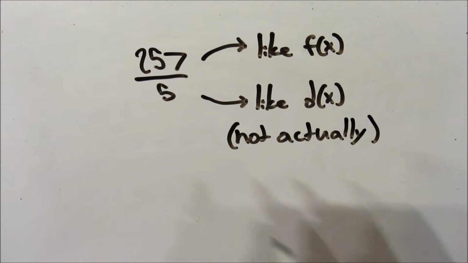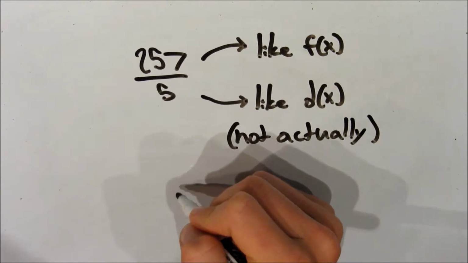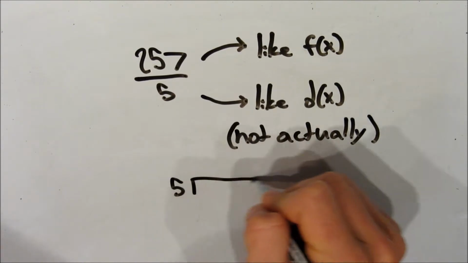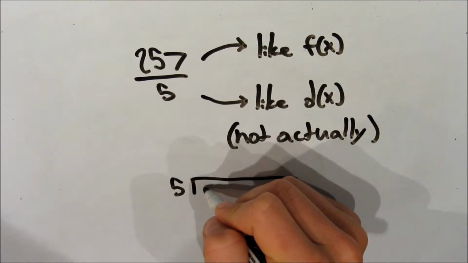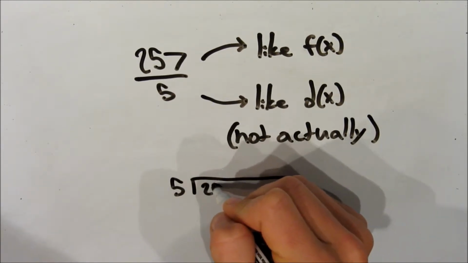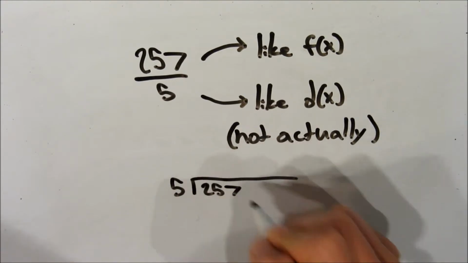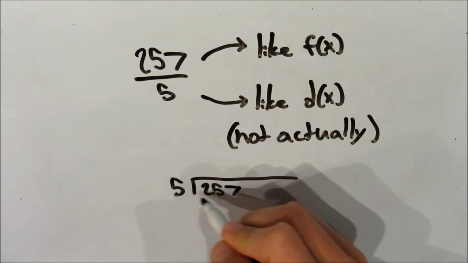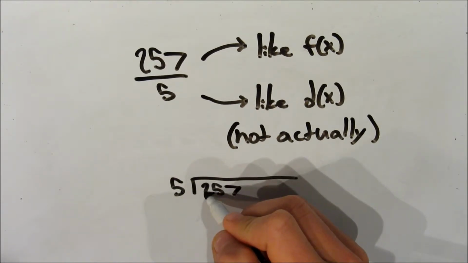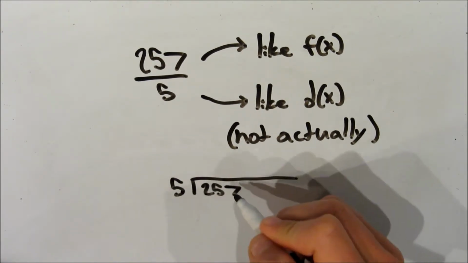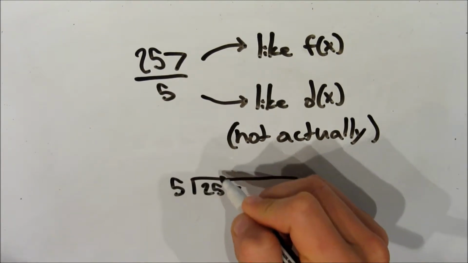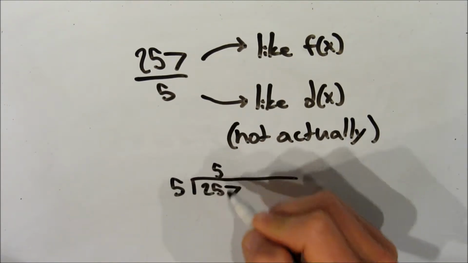Now for the example. So first, we start by drawing the 5 outside your bracket with the 257 inside. So now the first thing you want to do is see how many times 5, your divisor, would go into the first number. In this case, 0. So you move on to the second number inside the bracket, and it turns into a 25 now. How many times does 5 go into 25?